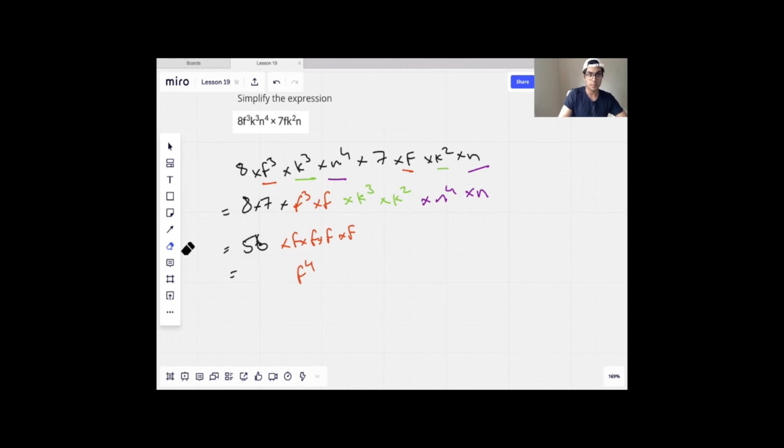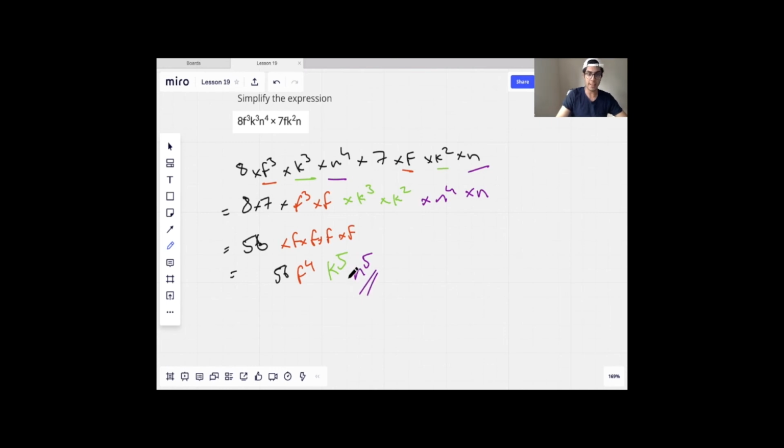So 56 f to the 4, and then we can use the same logic here, laws of indices, k to the 3 times k to the 2, so we can do 3 plus 2, so that just becomes k to the 5, and then we're doing n to the 4 times by n, which is just n to the 5, and there's our answer.